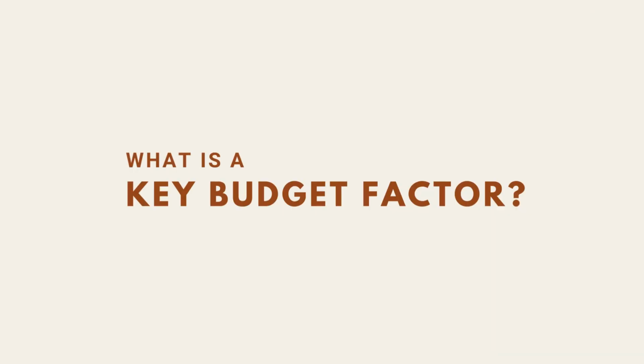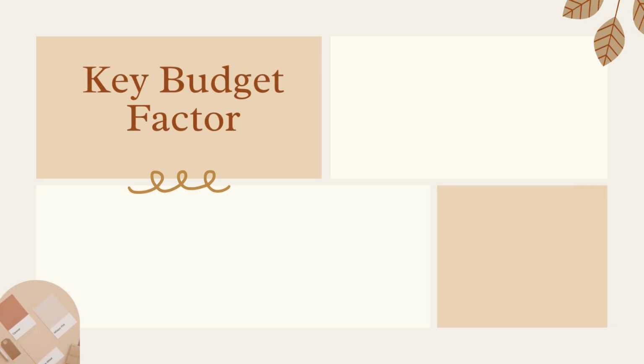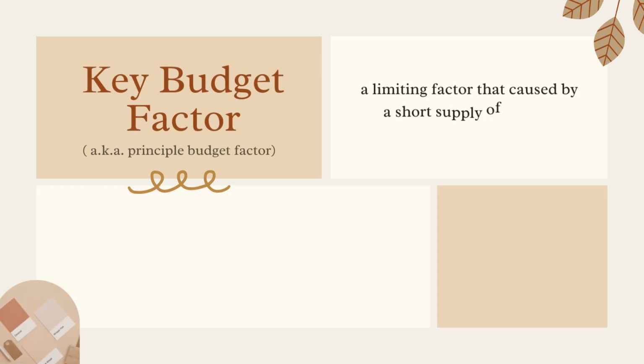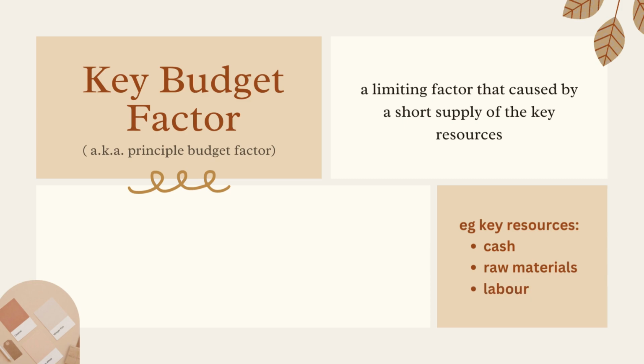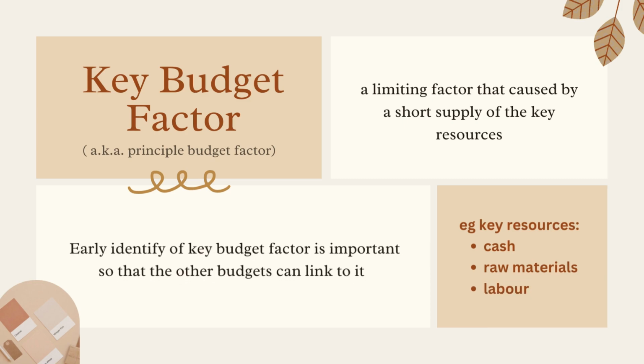Notice that in the second step of the budgeting process, I mentioned the key budget factor. Now, what is a key budget factor? The key budget factor, also known as a principal budget factor, is a limiting factor caused by the short supply of key resources. Some examples of key resources include cash, raw materials, and labor. Due to this limitation, it is very important for us to identify the key budget factor early so that the other budgets can be linked to it.